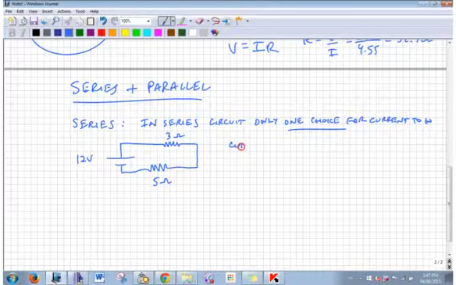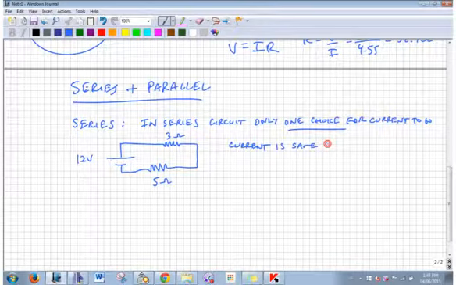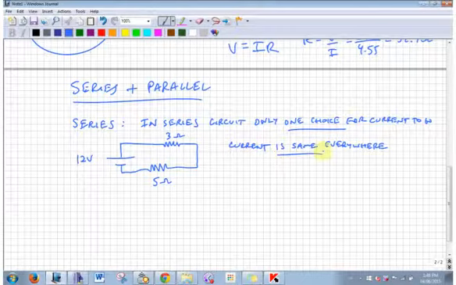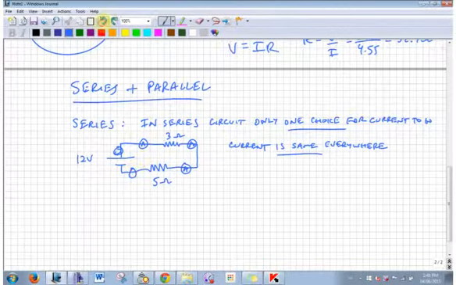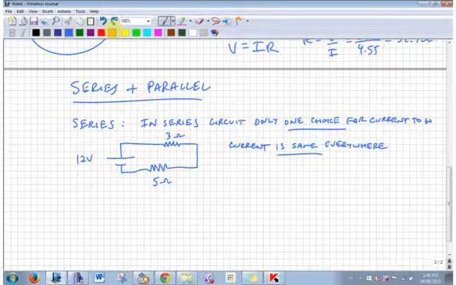So if there's only one choice for the current, then the current must be the same everywhere in a series circuit. And I told you yesterday, where would we put this ammeter to measure it? It doesn't matter. Don't write this. I can put it there, here, there, there. It doesn't matter. It's going to read the exact same current every time, because that's the only choice we got.